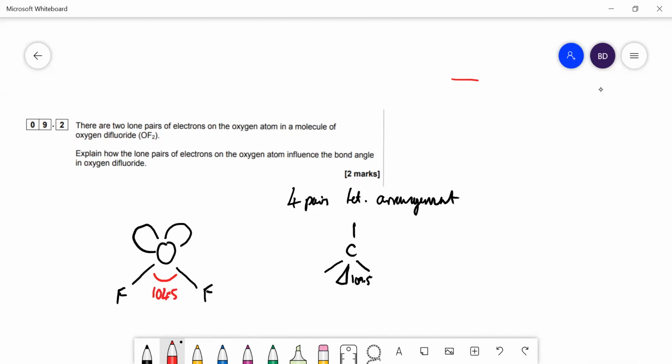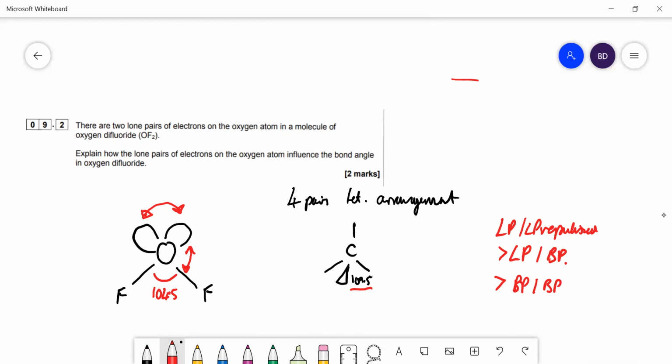And you need to say 2 things. First of all, the repulsion between the lone pair and the lone pair is strongest of all, because the shape of the lone pairs are more bulbous. So that lone pair lone pair repulsion is greater than lone pair bond pair repulsion, which is greater in itself than the bond pair bond pair repulsion. And that all has the effect of reducing the bond angle from 109.5 down to about 104.5. It's the same bond angle as in water.